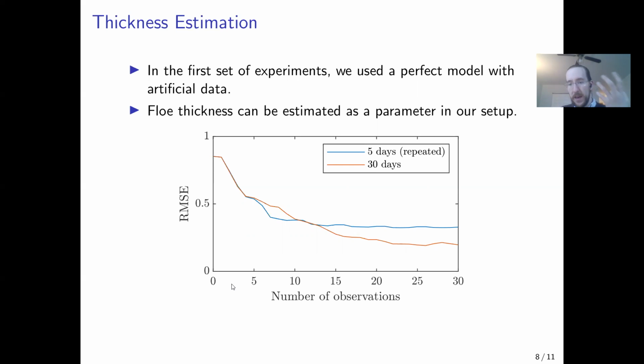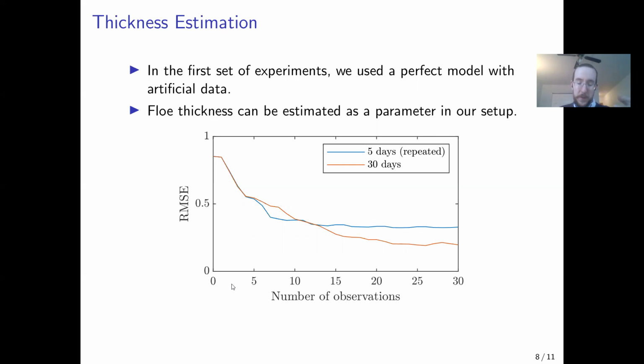And so when we do this, we can actually compare with known values for the hidden variables. So flow thickness, for example, we can estimate within this framework by treating it as a parameter, right? So it'll be a non-dynamical variable that has uncertainty in it, but it doesn't change over time, right? The forecast is just keeping it constant.